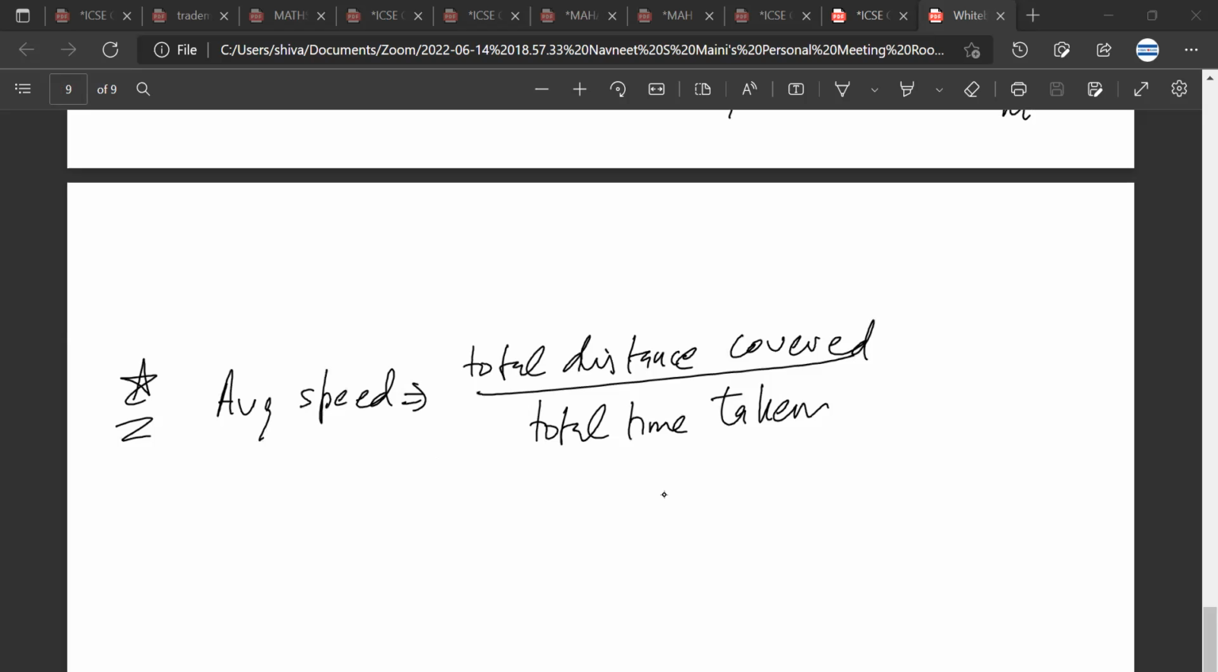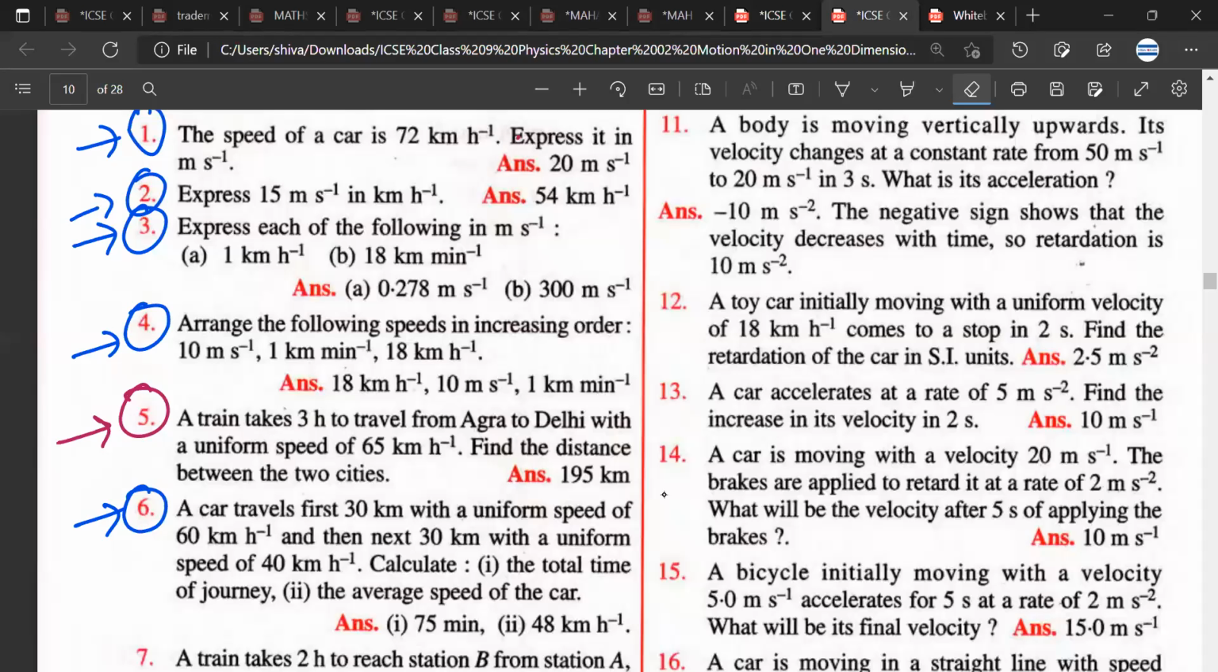So, average speed is total distance covered by total time taken. Are we clear about this? Yeah. Now, just to understand how all this works, we'll take a few examples. So, for example, now this is 72 kilometer per hour. I want to convert this into meter per second. So, what is the factor I should multiply it by? 5 by 18.